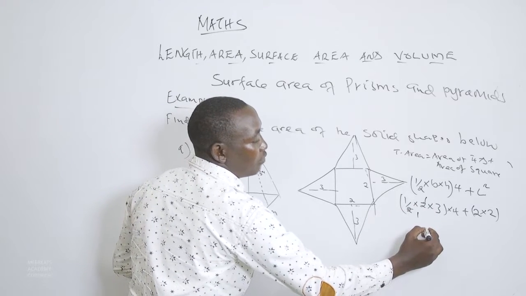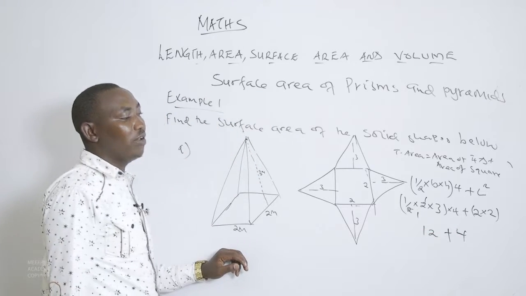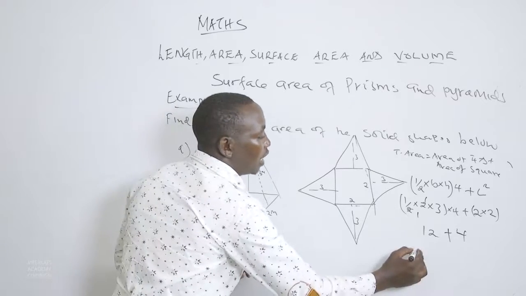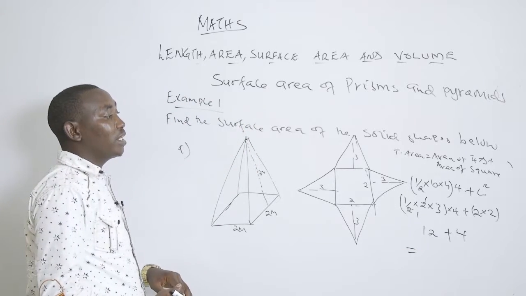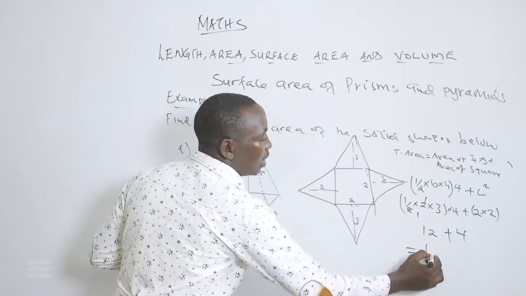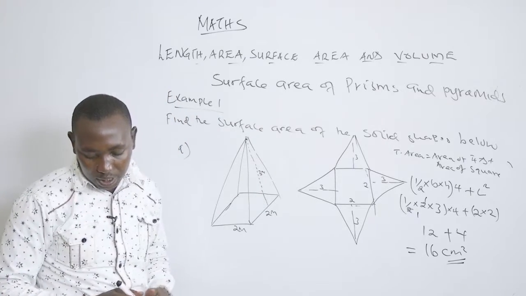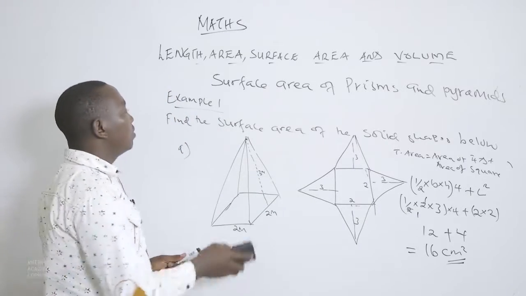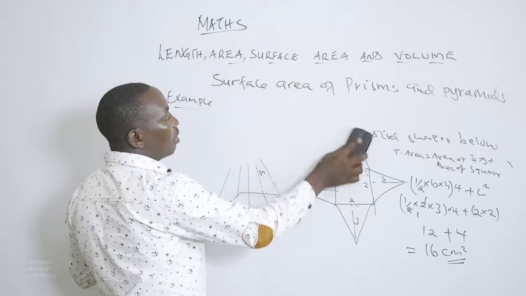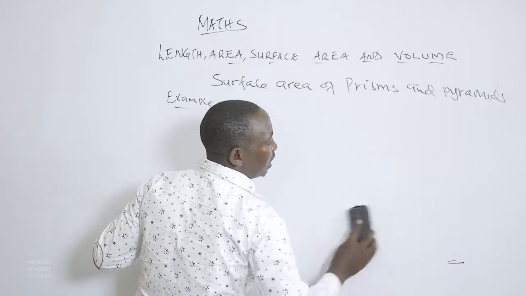3 multiplied by 4 will give us 12 square units, plus 2 multiplied by 2 will give us 4 square units. So that tells us that the total surface area of this particular pyramid is going to be 16 square units. Final example on how we can get the total area of a prism.